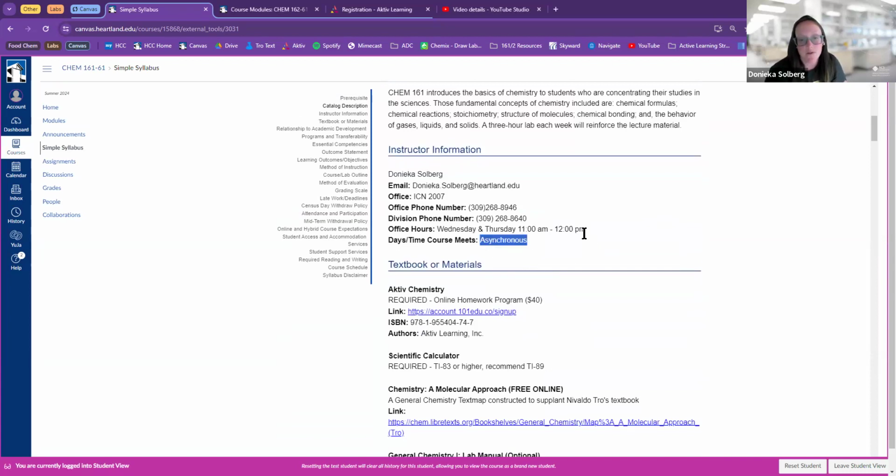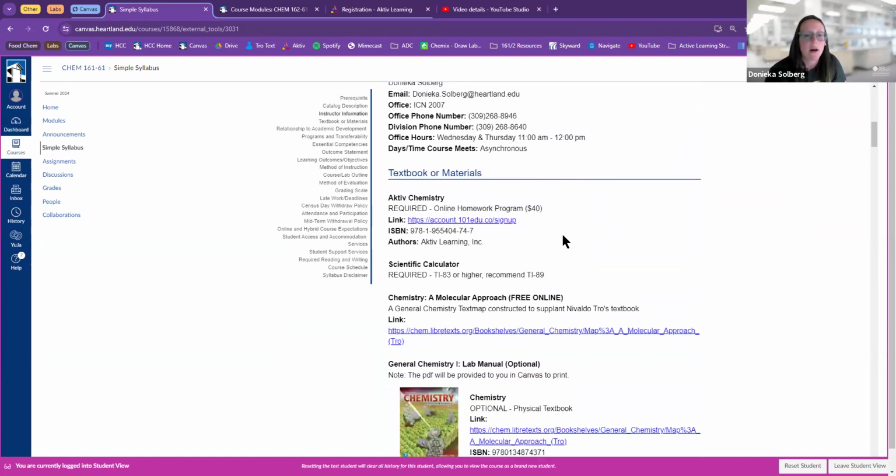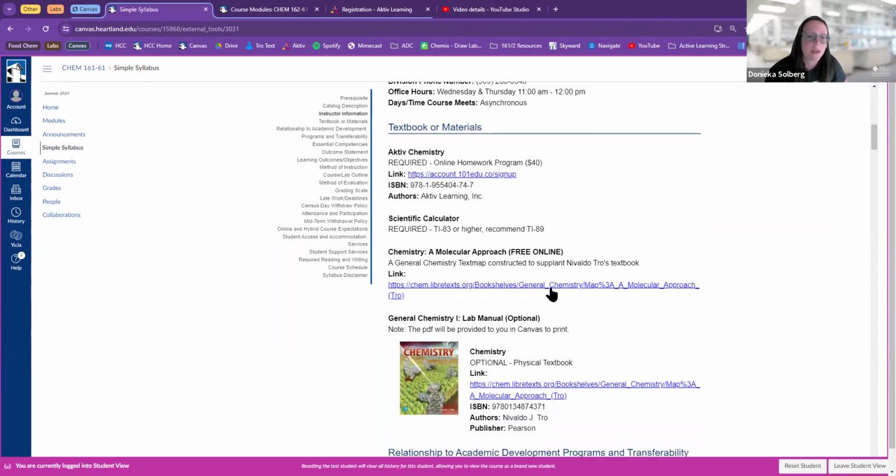You do not have to log in for lectures. They are all pre-recorded. The only things you have to buy are the Active Chemistry online homework program. Remember, go back through that starting module and click there to go get it. Or you can buy it through the bookstore with this code. They will actually mail you a code, so I would do that as soon as you can if you have to use the bookstore. You also have to have a TI-83 or higher. I do recommend a TI-89, especially if you are going to be taking Chem 162 in the future. It'll be really helpful.